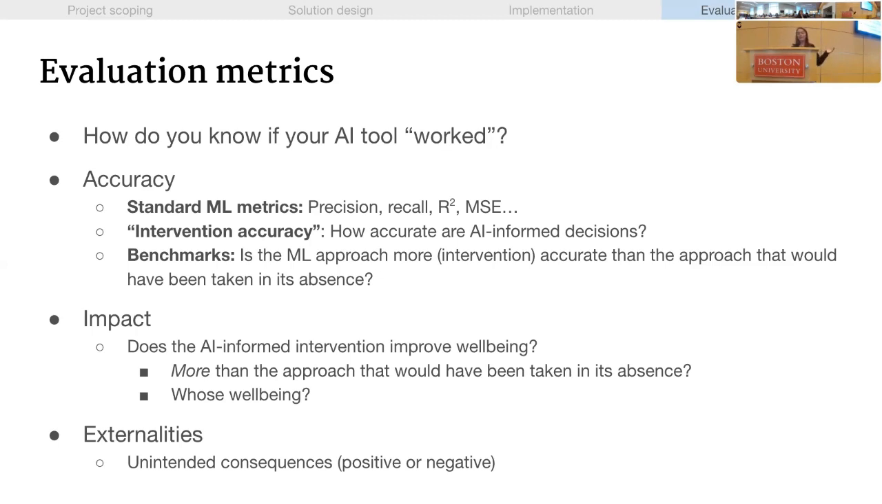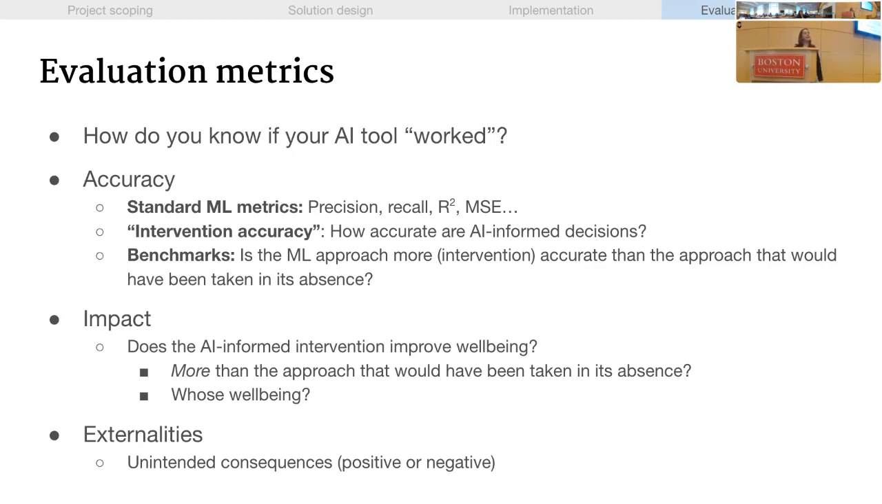And then of course, most importantly, how accurate were the AI-informed decisions relative to whatever would have been done in the status quo without your AI system? How much did you improve the accuracy of decisions by implementing this new AI-infused approach? I think that's all just in the accuracy bucket.